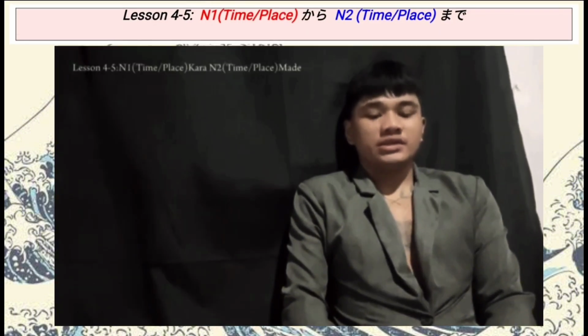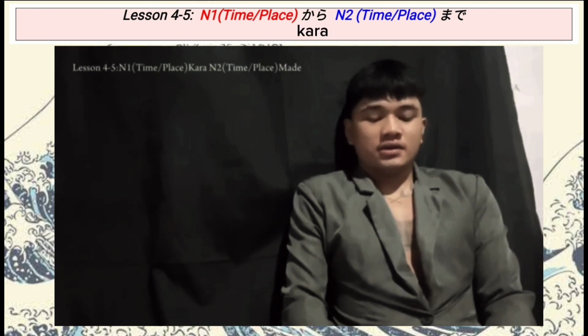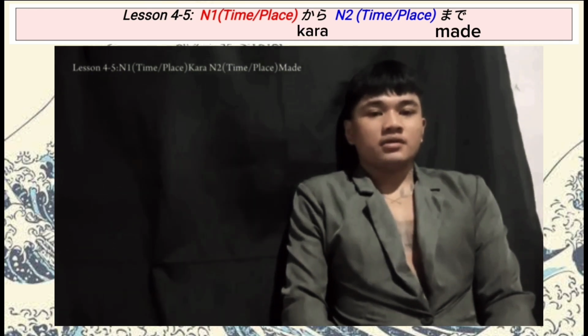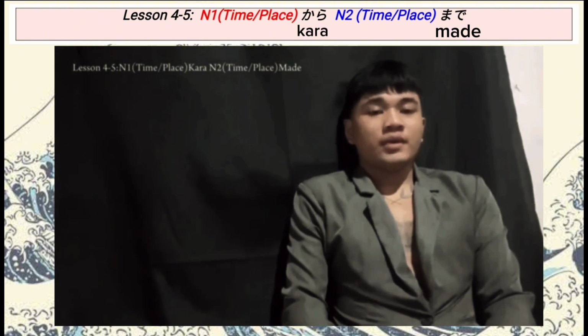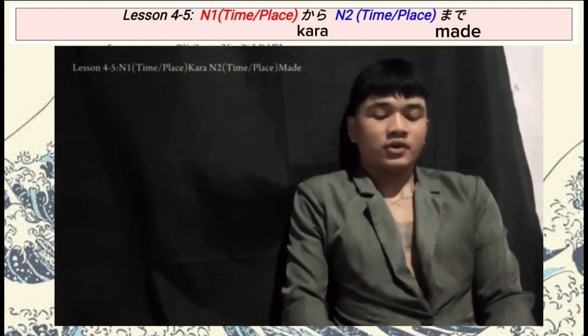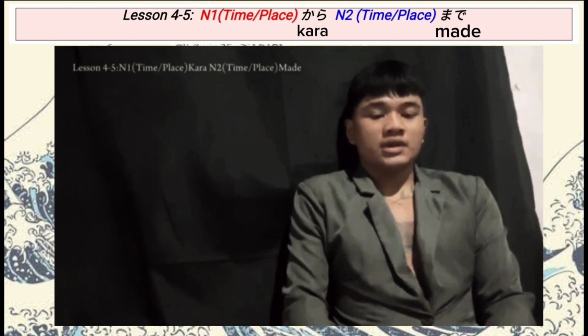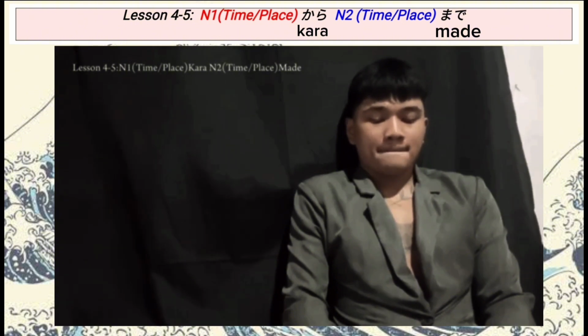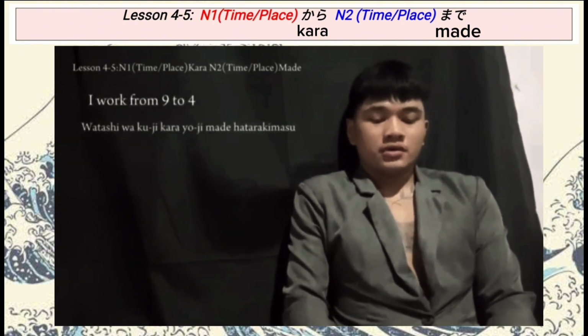Alright. The next pattern is N1, which is day, time or place, kara N2 made, or it means from N1 to N2. Kara means from or starting point, and made means the ending point or until. For example, I work from 9 to 4.